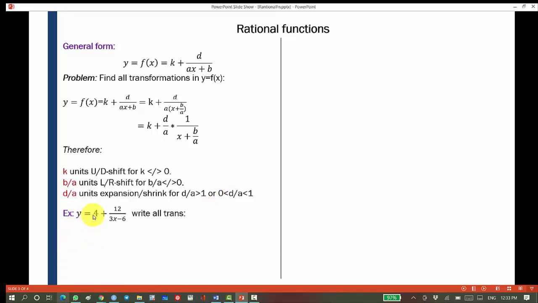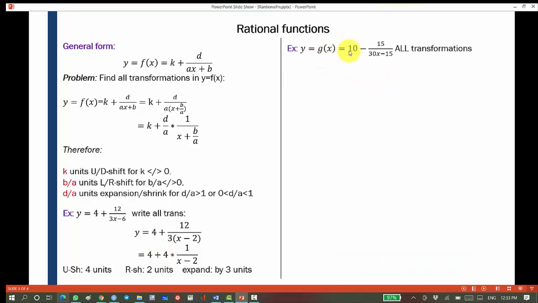For example, consider y equals 4 plus 12 over 3x minus 6 and write all transformations. We start off with taking 3 as a common factor outside. As a result, we get x minus 2 inside here. We know that 4 is 4 here, 12 by 3 is 4, times 1 over x minus 2. As a result, we have an upward shift of 4 units because of this 4, a right shift of 2 units because of this minus 2 down here, and expansion by 4 units because of this 4 up here.